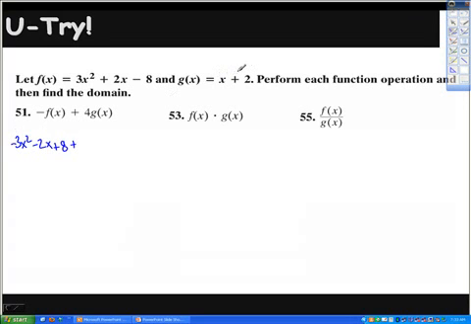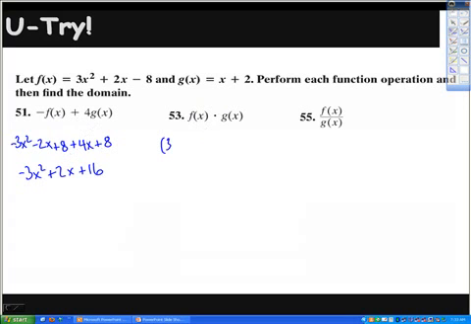Well, let's just quadruple that here on the fly. 4 times x plus 4 times 2. Now just combine like terms. I'd have a negative 3x squared, I'd have a plus 2x, and I'd have a 16. So there's the opposite of f of x plus 4 times g of x. Done.